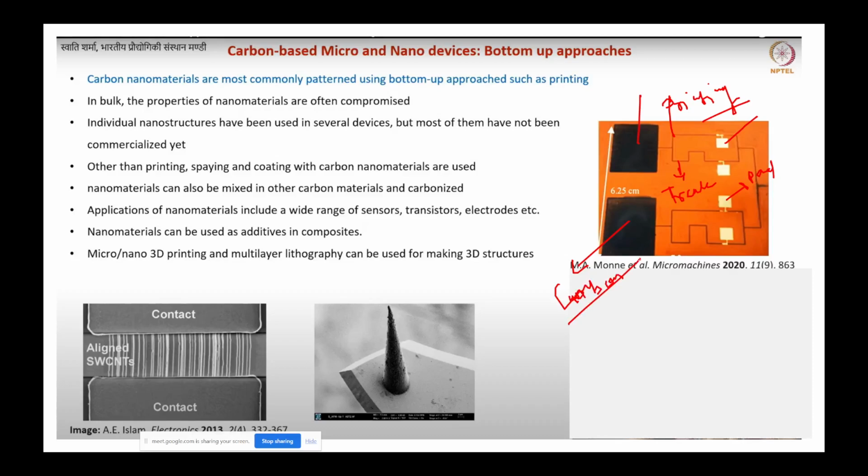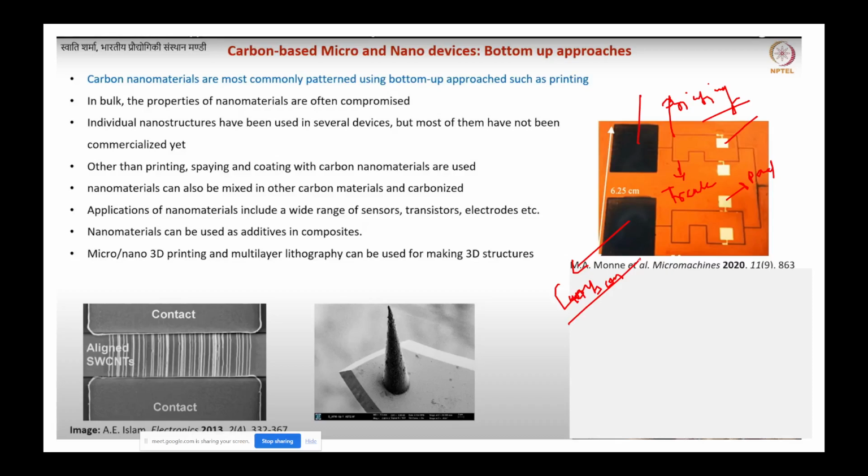So the individual nanostructures here have been used in many devices, but most of them have not been commercialized. They have been used for many devices, but we are not using them in a very bulk manner. So other than printing, you can opt for spraying. You can go for coating when you have a carbon nanomaterial.